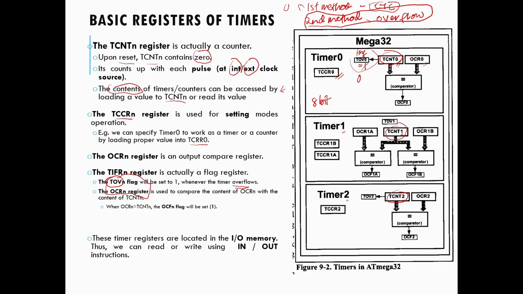So when the TOV flag is 0, we need to compare the TCNT with the OCR. OCR is the output compare register. So we compare the content of TCNT and OCR. Is it the same? If it is the same, the OCF will be 1. If the content inside the TCNT register and the OCR register are different, the value will be 0.